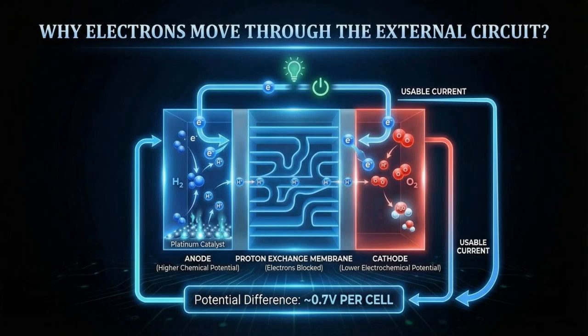At the cathode, oxygen combines with those electrons and the incoming protons to form water, plus heat that must be removed by a cooling system. And because one cell only gives about 0.7 volts, we connect many cells in series for voltage and in parallel for current to build a practical fuel cell stack.